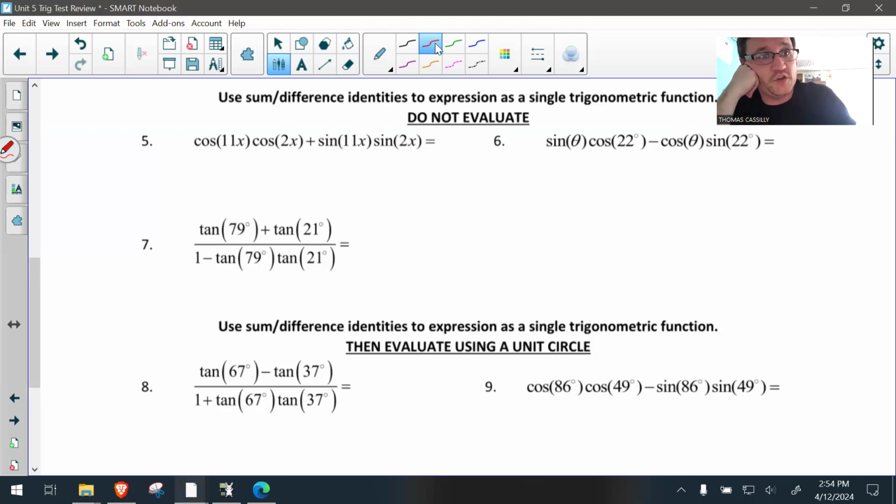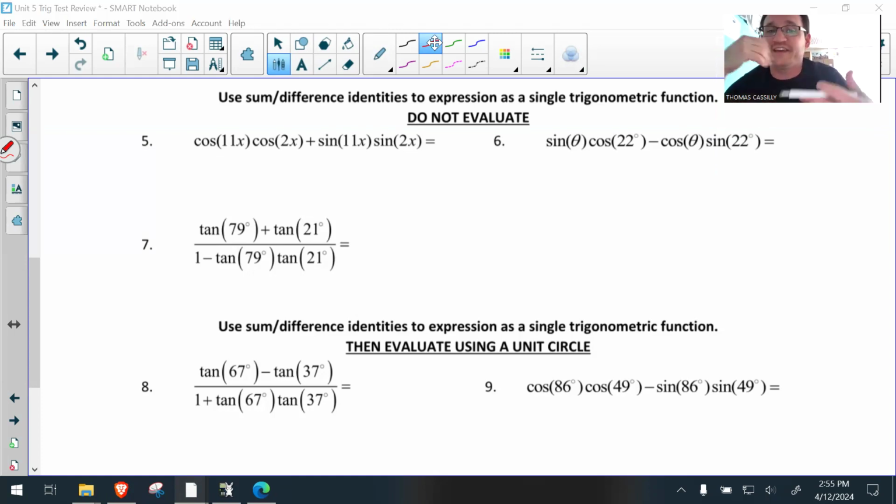Part two on the unit. How about this? Part two of page one for the Unit 5 Trig test review here. Basically what we're doing is they're giving us the expanded versions of these sum and difference identities, and we need to kind of piece it back together.